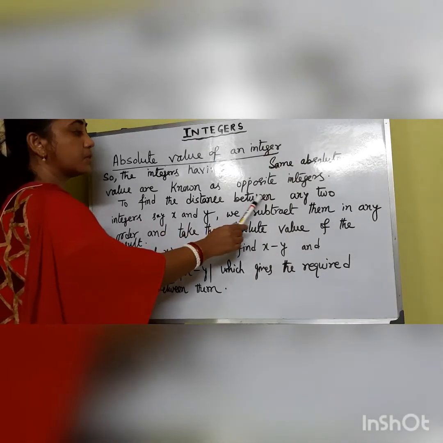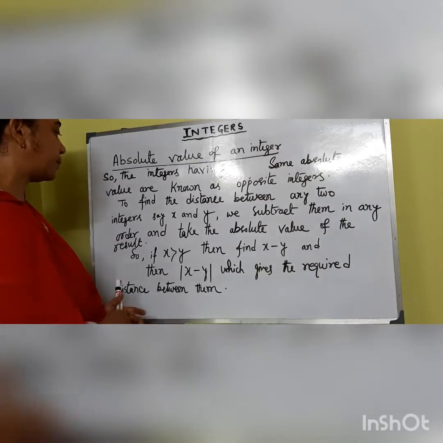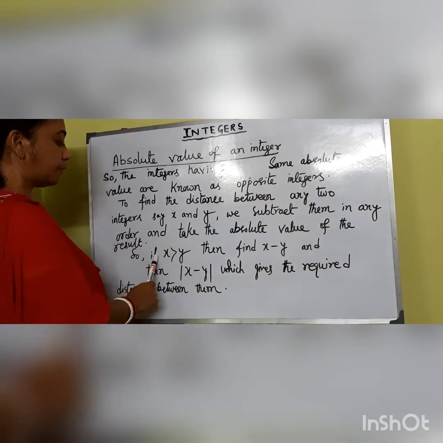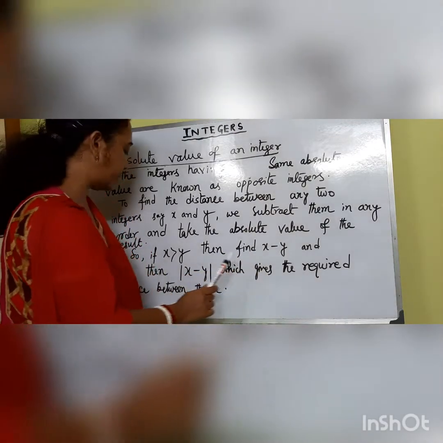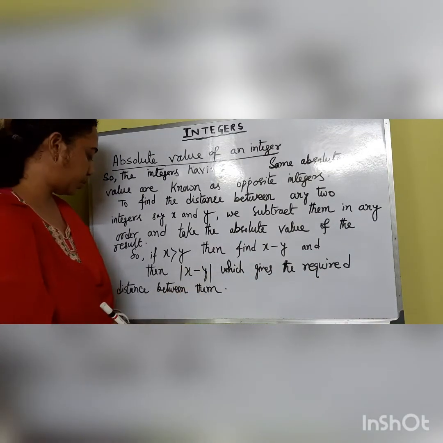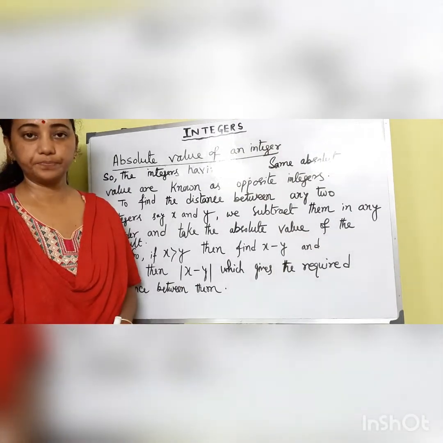Now, to find the distance between any two integers, say x and y, we subtract them in any order and take the absolute value of the result. So, if x is greater than y, then first we find x minus y, and then we find mod of x minus y, which gives the required distance between the two integers x and y.